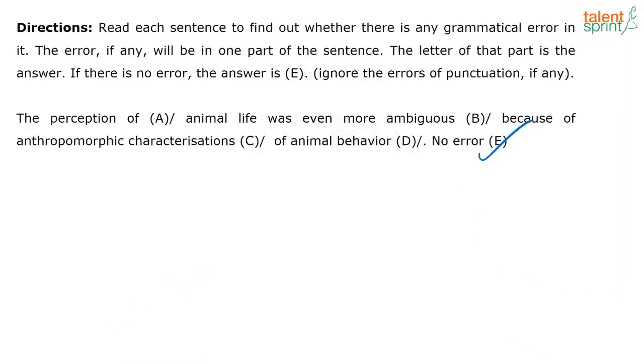It is correct. The perception of animal life, right? Being very specific, so the definite article is fine. Of what? Animal life was even more what? Ambiguous, unclear, not bringing in much clarity because of what? Anthropomorphic characterizations of animal behavior.